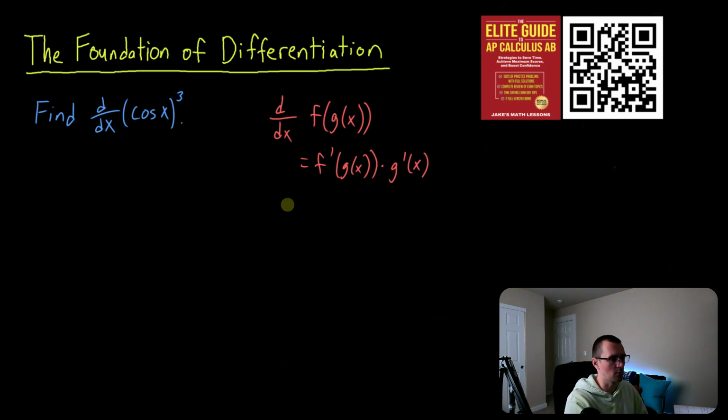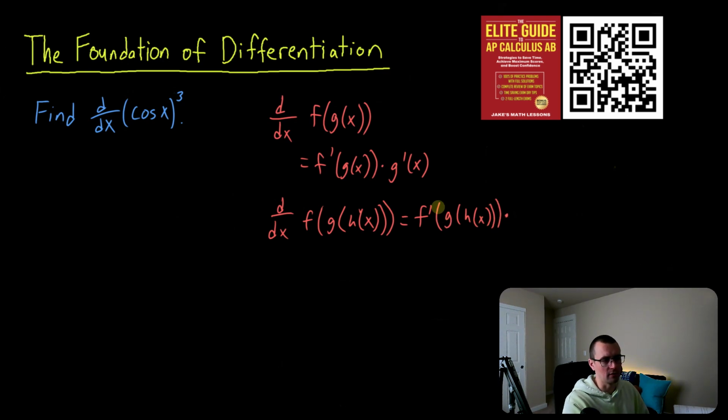So for example, let's say we wanted to find the derivative of f of g of h of x. So we have 3 functions being plugged into each other. We would, again, just start from our outermost function and work our way in. So we would get f prime, leave our inside functions the same, and then multiply that by the derivative of the next layer in.